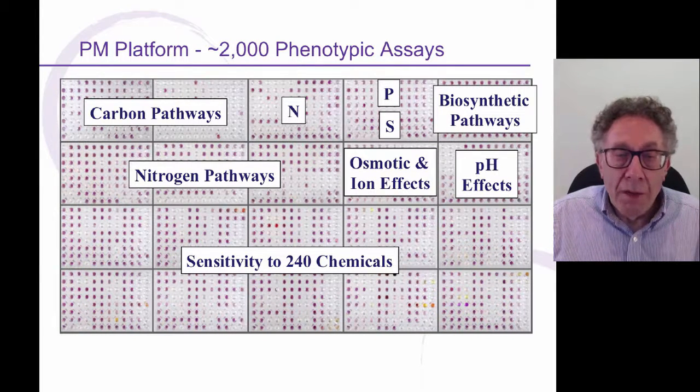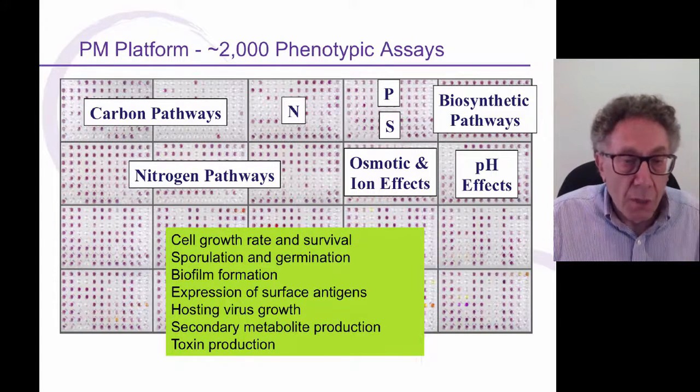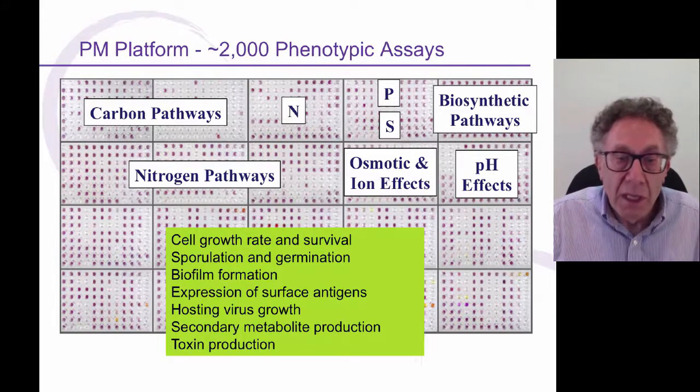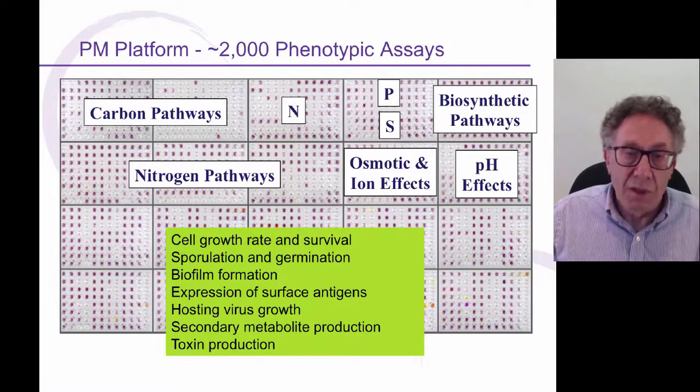So the phenotype microarray, then, you can think of it as a way to take a cell that you've grown in one environment, and by putting it into the phenotype microarray, you're now exposing that cell to 2,000 different environments, and in each environment the cell changes, and so the phenotype microarray is allowing you to see 2,000 faces of that cell. And you can address interesting aspects of biology of microorganisms, for example, growth rate and survival, sporulation and germination, biofilm formation, expression of surface antigens, ability to host viral growth, secondary metabolite production, and toxin production, as we've just illustrated.